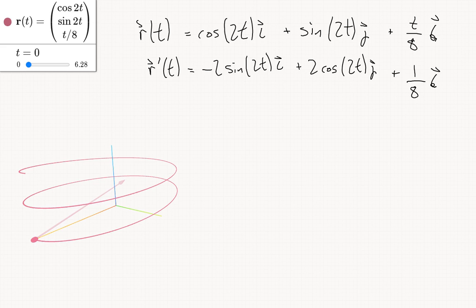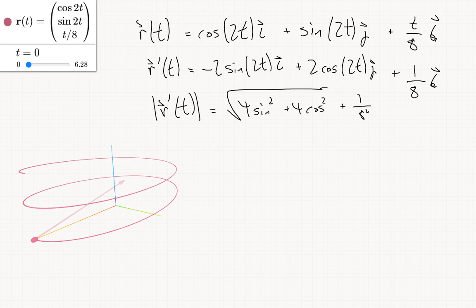Now, to find the arc length, or the curve length, we'll take the magnitude of the velocity. This is the root of 4 sine squared plus 4 cos squared plus (1 over 8) squared. And of course, sine squared plus cos squared is 1, so this is the root of 4 plus (1 over 8) squared. If you wanted, you could rewrite that as root 33 over 8.